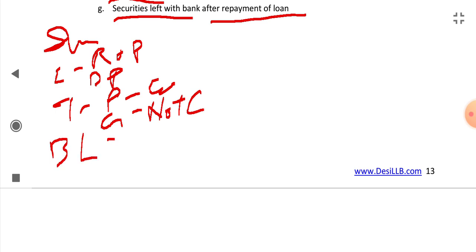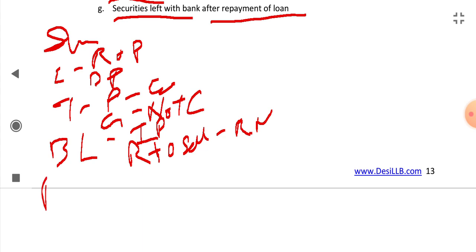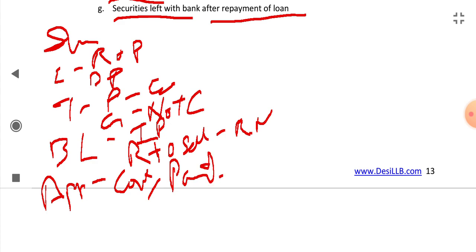Then what's banker's lien? In banker's lien, we saw that it's an implied pledge. Indirectly, it's a pledge, and the banker has the right to sell the property, but after giving reasonable notice. Where it's applicable: the property should be in control of the bank. It should not be given for any particular purpose. The possession must have been obtained lawfully by the banker, and there should not be any agreement contrary to the lien.